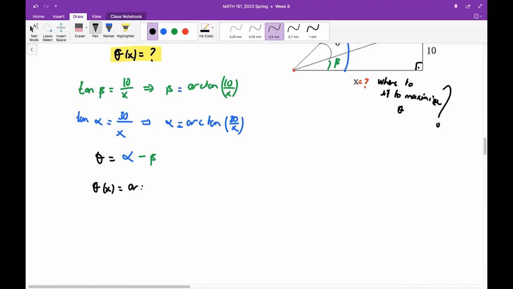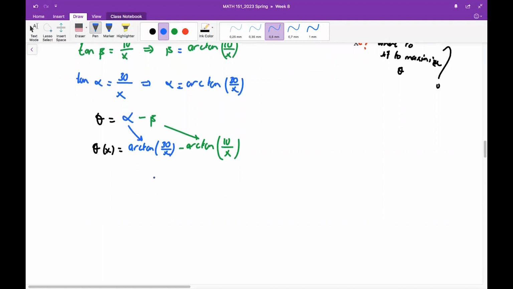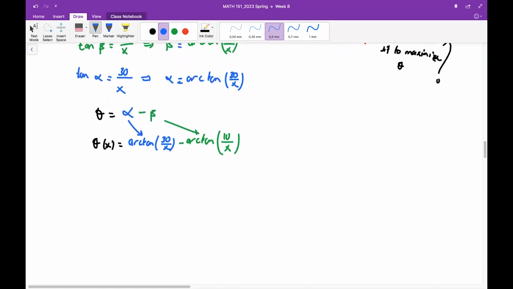Then let's insert these two expressions here to obtain an x-dependent function for theta. Alpha is given as arctangent 30 over x, and beta is given as arctangent 10 over x. You see, we obtained here a function of theta depending on just x.